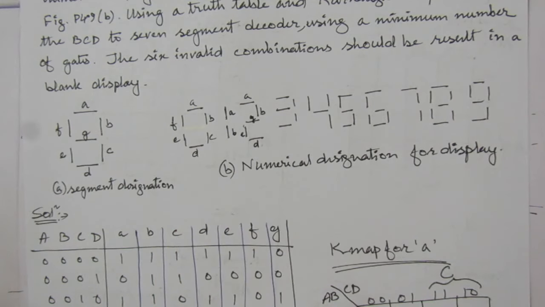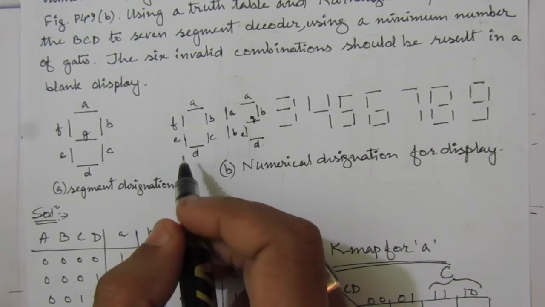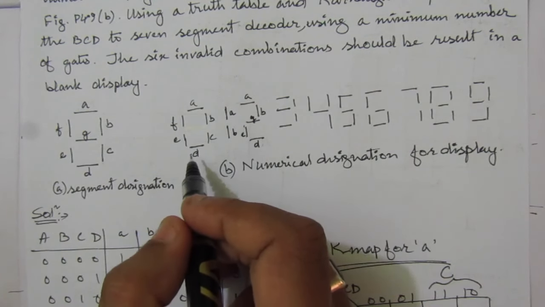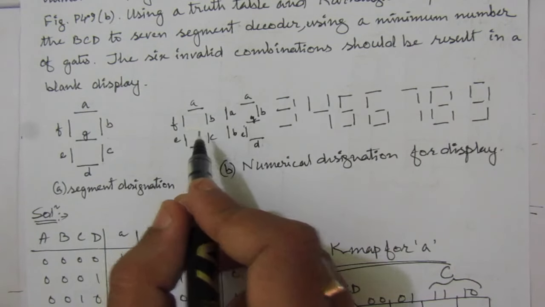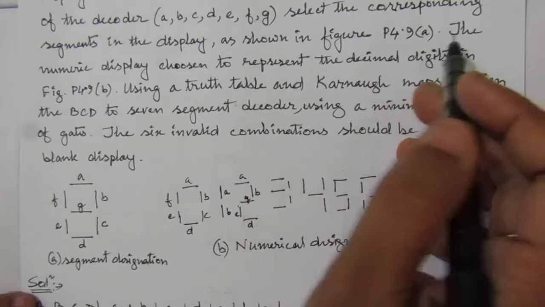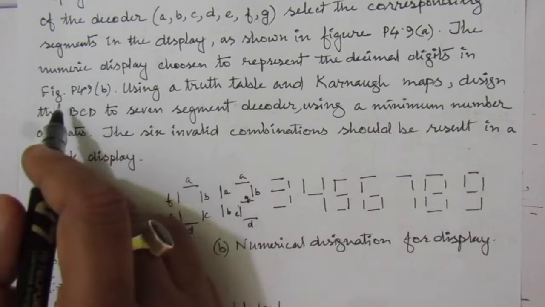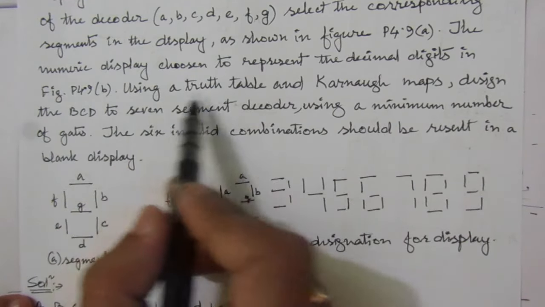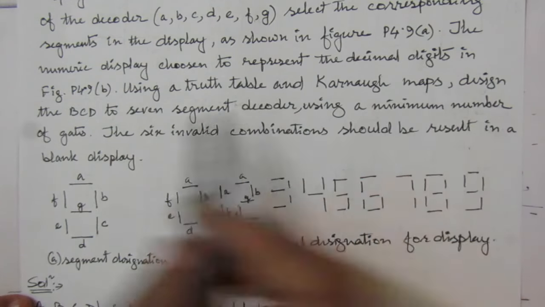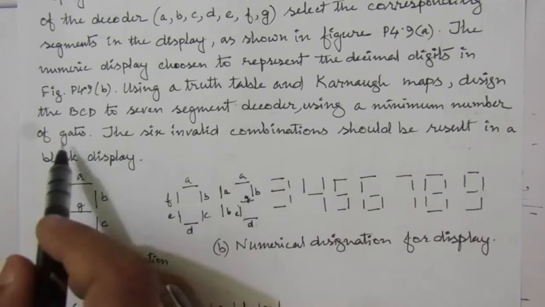While making the truth table, the segments that are on will have a value of 1. For the case of 0, the small g value will be 0. Then in the question it is given that the numeric display chosen to represent the decimal digits is in figure 4.9b, which we have already seen. Using a truth table and Karnaugh maps, design a BCD to 7-segment decoder using the minimum number of gates.